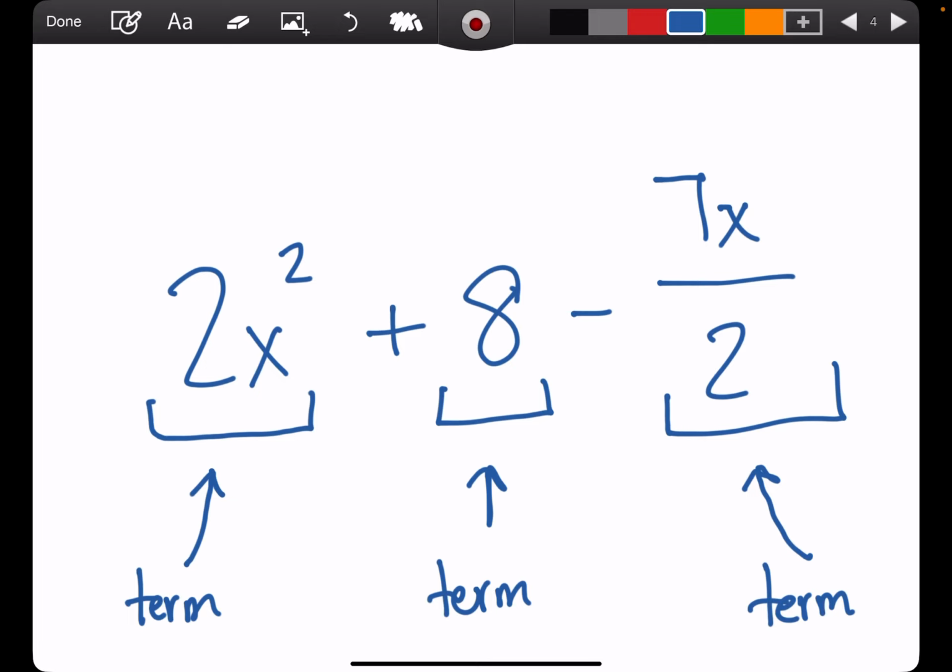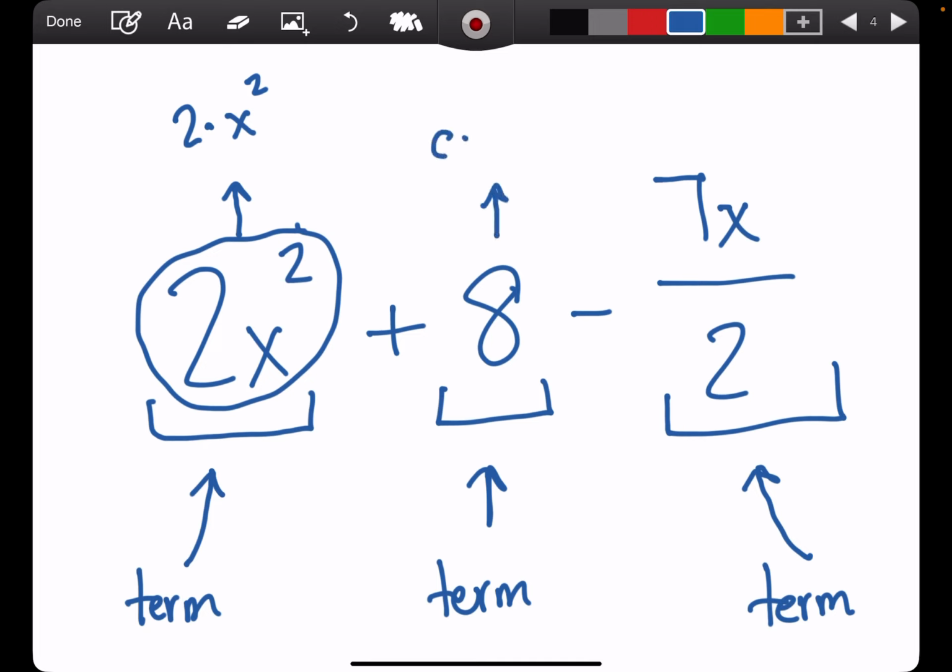You'll notice that 2x squared, even though technically it's the product of 2 times x squared, two different components, when we multiply them together, we get 2x squared. And therefore, when you have a product, it is considered a term. Then we have 8. The number 8 is a constant, just a number by itself. Constants are considered terms, especially in this expression.